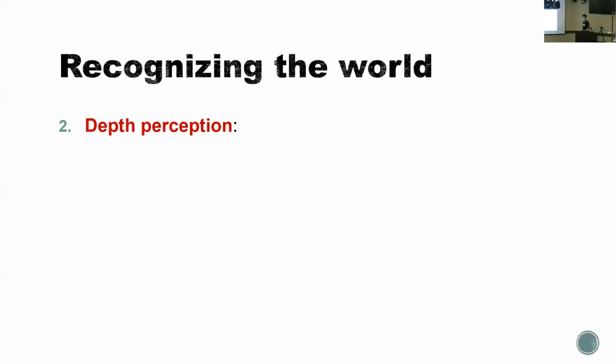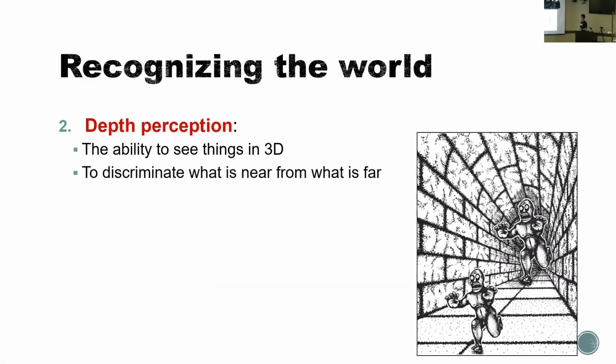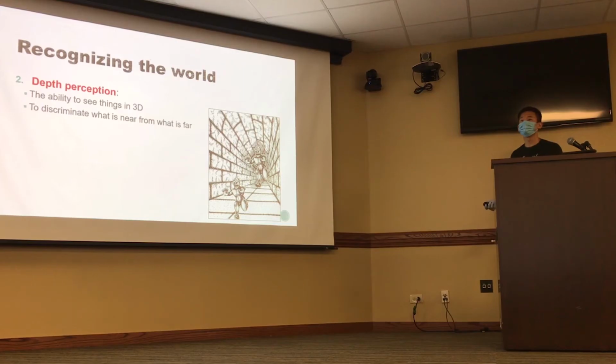Next, we have depth perception. So first we have motion perception, right? And we have depth perception. This gives us the ability to see things in 3D. It helps us determine what is near from what is far. So which one is near and which one is far? The one on the left is closer than the one on the right. All right, very good.